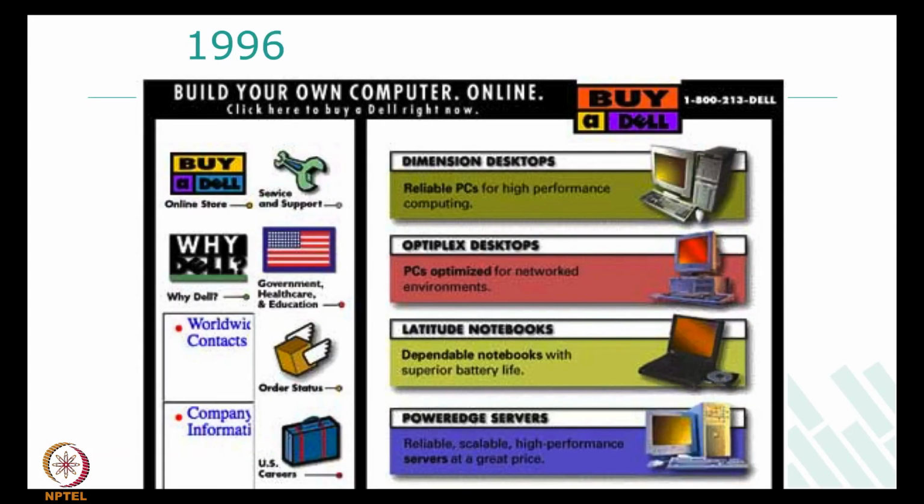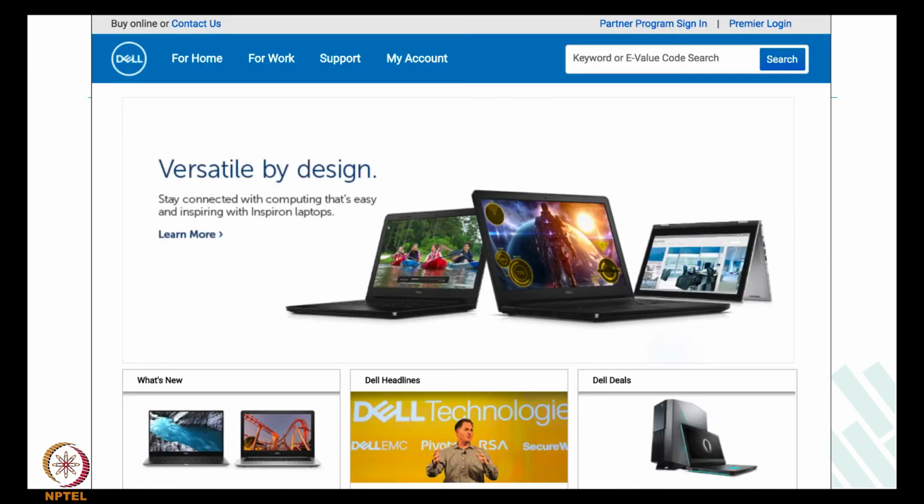Look at Dell in 1996. Again, look at the color. It's very strong. The hue factor is very high. It is appealing to the eye, and very strong on your eyes. Build your own computer online. Buy a Dell, and it's all written, meaning you're not able to read some of the text properly. And look at Dell now. That's how Dell looks now. For home, for work, support, my account. Versatile by design, that's some banner, and then what's new, Dell headlines and Dell deals.